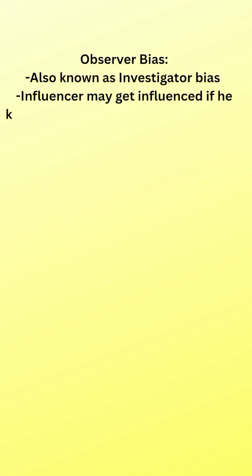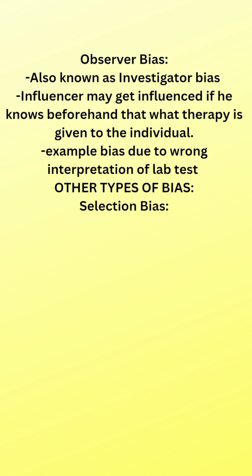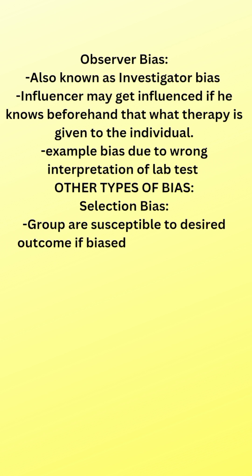So now let's discuss observer bias. It is also known as investigator bias. In this type of bias, the investigator may get influenced if he knows beforehand what type of therapy is being given to the individual. Example is bias due to wrong interpretation of lab test.